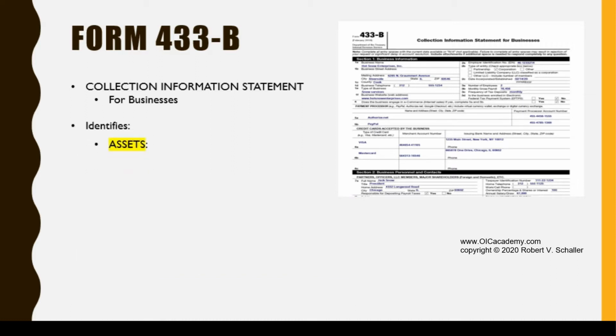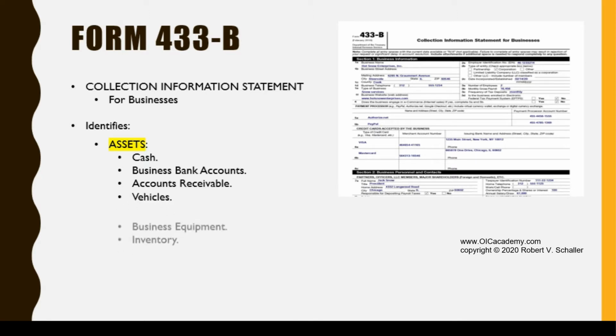Form 433B identifies the assets, income, and expenses of the taxpayer seeking to compromise back tax liability. The asset section of Form 433B requires the taxpayer to identify and value various assets, including cash and business bank accounts, the taxpayer's accounts receivables, business vehicles, business equipment and inventory, and real estate owned by the business.